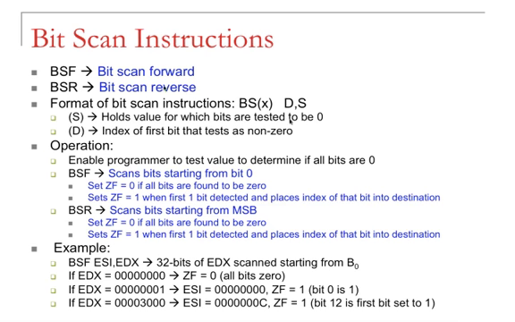The format of these bit scan instructions: BSF or BSR destination, source. The source will hold the value whose bits are to be tested. So that means the source is not the one you're going to change, and instead the source is the one you're going to be scanning to find the first non-zero bit. The destination operand is the index of the first bit that tests as non-zero. These two instructions allow the programmer to test a value to determine if all bits are zero.